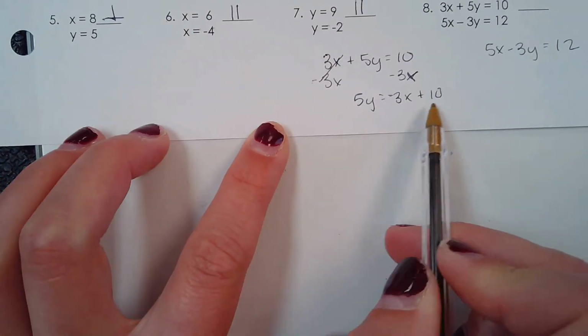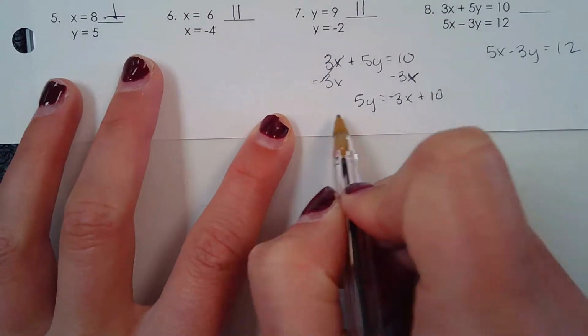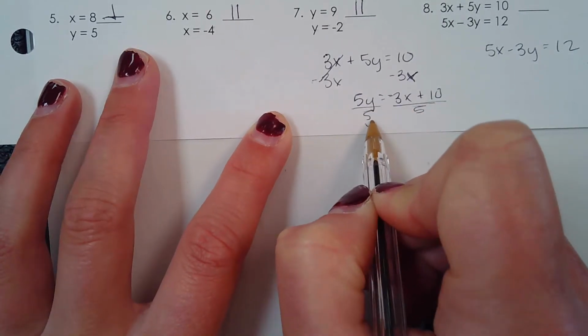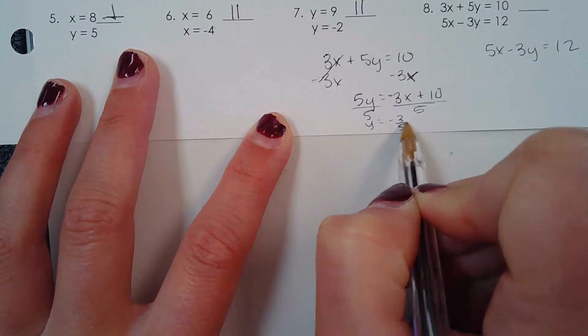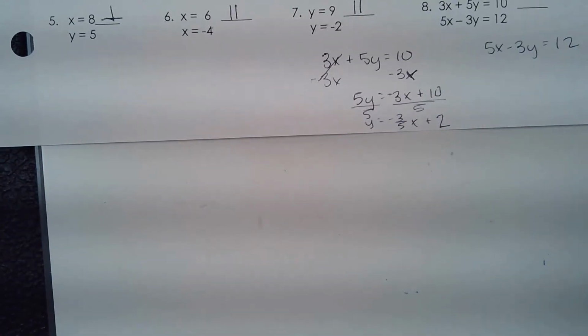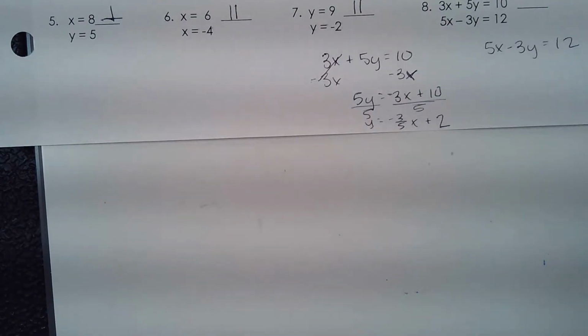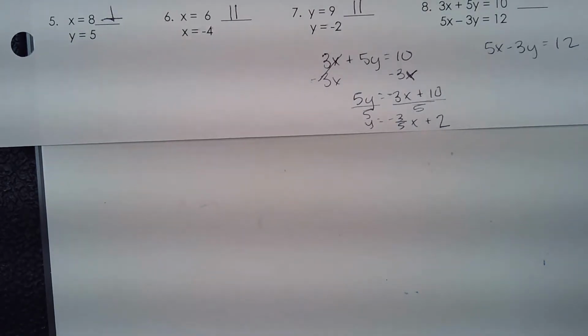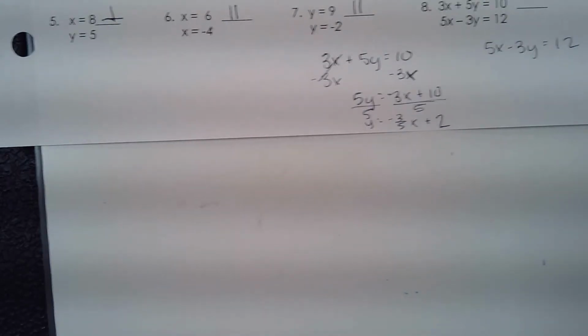Then what do we do from here? Divide. So we've got y equals negative 3/5 x plus 2. So for the second one, what do we need to do there to solve for y?